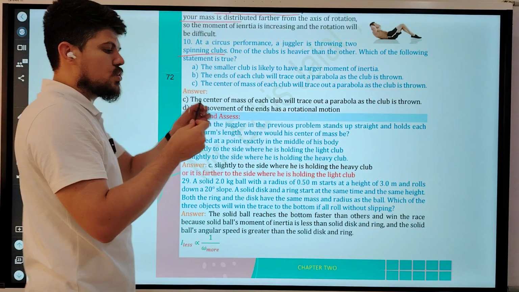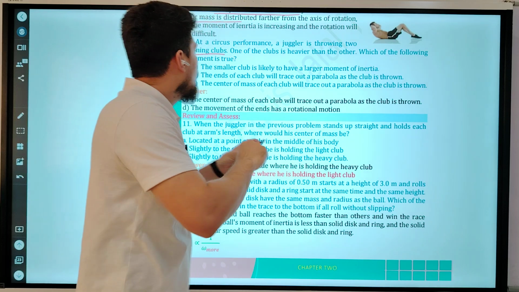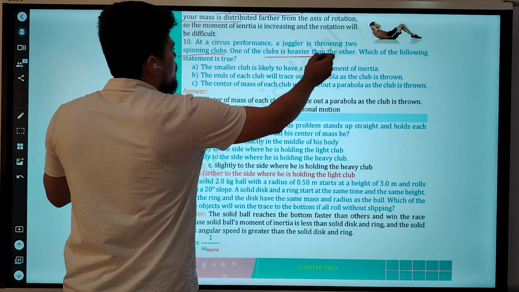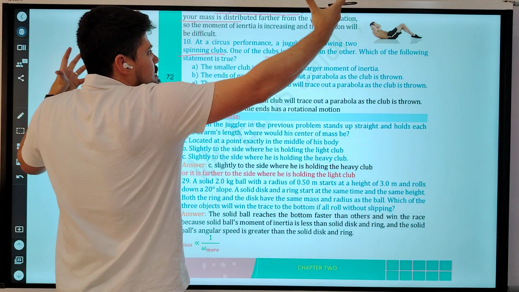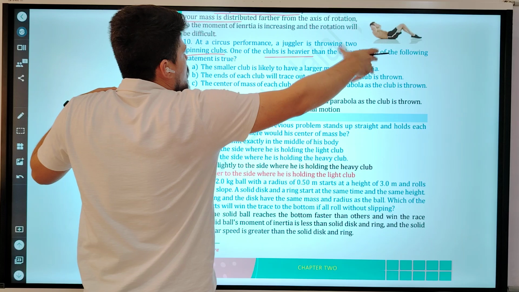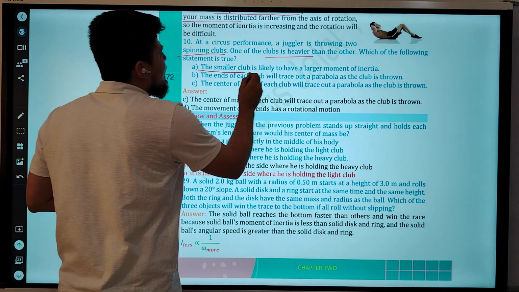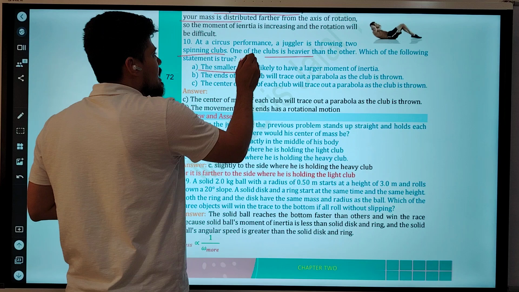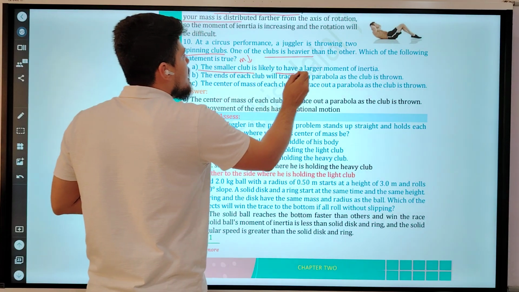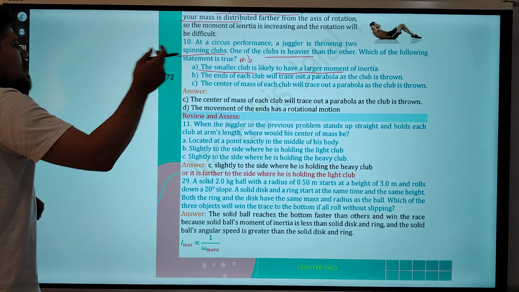How many clubs? Two clubs. One of the clubs is heavier, has more mass than the other. Which of the following statements is true? The smaller club, meaning less mass, is likely to have a larger moment of inertia?